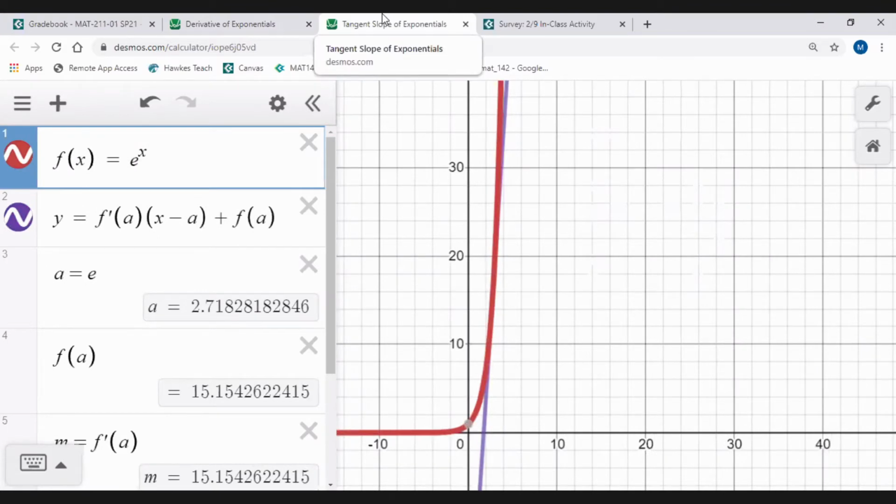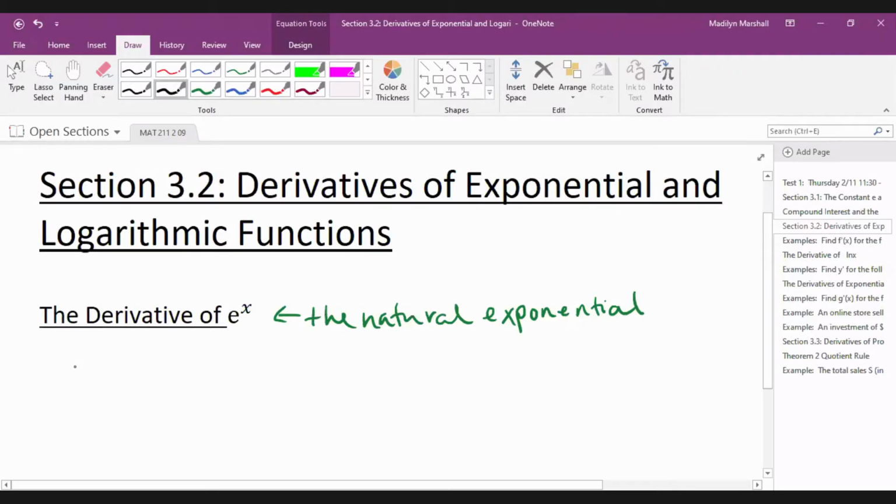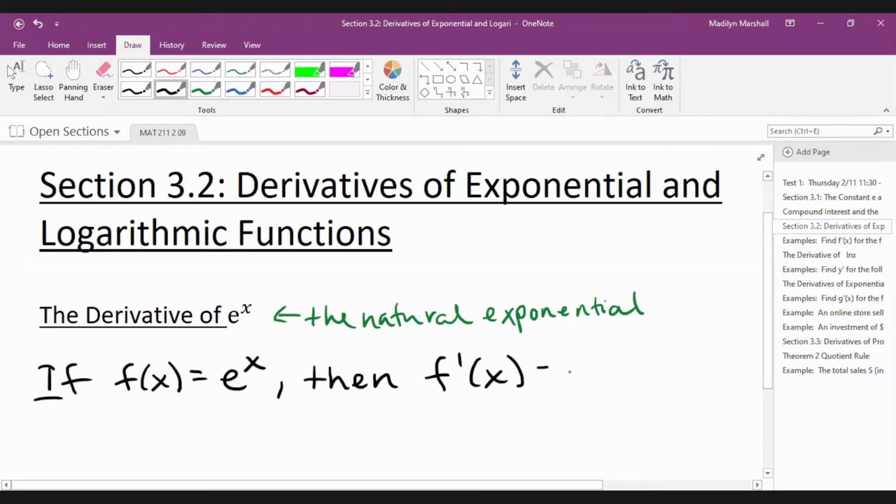So e is a really special number, not just because it comes from this awesome limit from that compound interest formula. It's also incredibly special because it has this property, and it's the only function that has this property, that it is its own derivative. So if f of x equals e to the x, then f prime of x also equals e to the x.